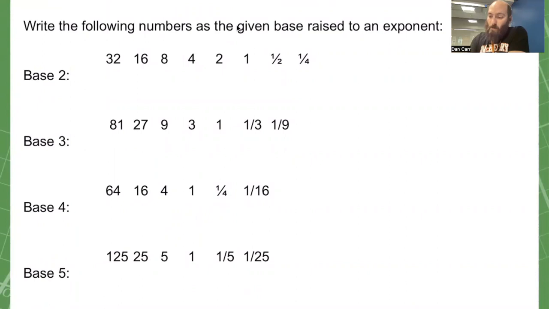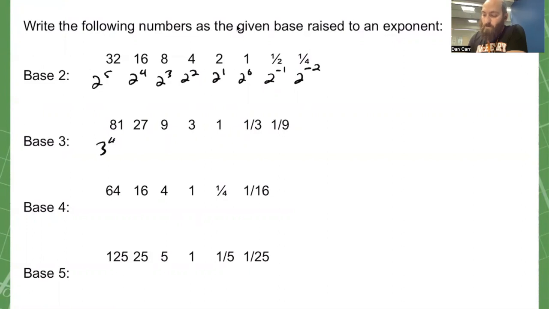So for example, base 2, 2 to the 5th is 32, 2 to the 4th is 16, 2 to the 3rd, 2 squared, 2 to the 1st, 2 to the 0, 2 to the -1, 2 to the -2. These are very helpful for what we're going to do today. Same thing with base 3. So we have 3 to the 4th, 3 to the 3rd, 3 squared, 3 to the 1st, 3 to the 0, 3 to the -1, 3 to the -2.